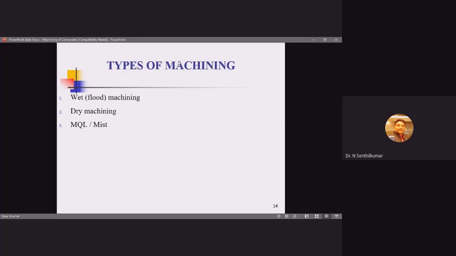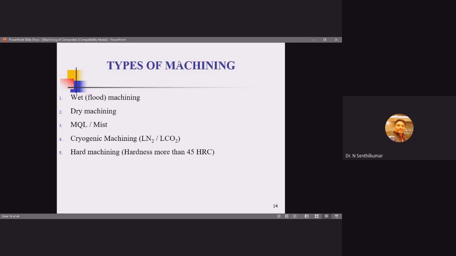Then we have the minimum quantity lubrication. Then we have the mist cooling. Then we have the cryogenic machining. In cryogenic machining, we will be using liquid nitrogen or liquid carbon dioxide. The kit is around 16,000 rupees, and that is available anywhere. So you can have a kit and then do the machining process. Setup and all will cost around 20,000 rupees for this cryogenic machining.